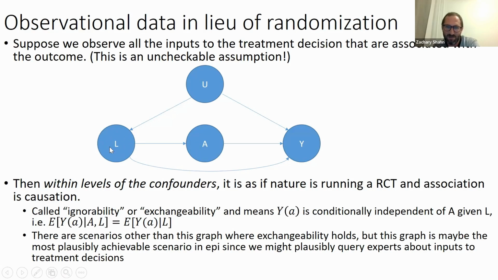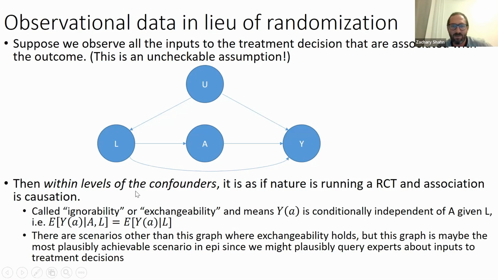Within levels of the confounders, for those who are interested in a slightly more rigorous take, I think you'll get this in epi. This is called the ignorability or exchangeability assumption. And the key thing about it is that, remember with a randomized trial, the potential outcomes were just independent of treatment. Now the potential outcomes are conditionally independent of treatment given the covariates, so that the expected value of the potential outcome Y^a, given the treatment value received and the covariates, is just equal to the conditional expectation given the covariates alone. The treatment received adds no extra information about what the potential outcome is.